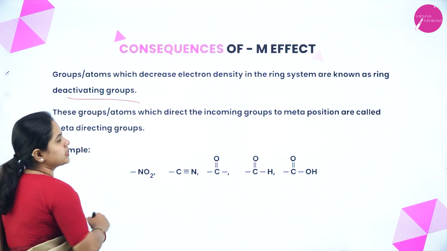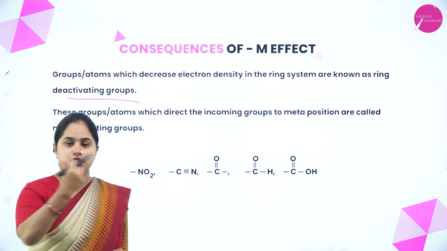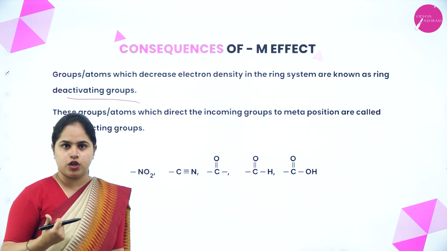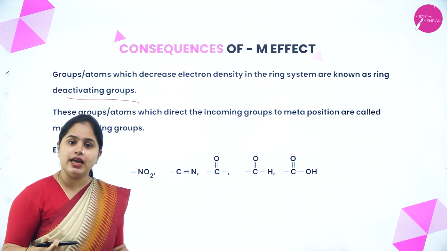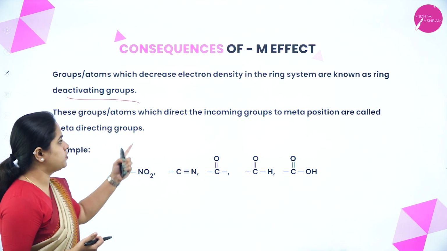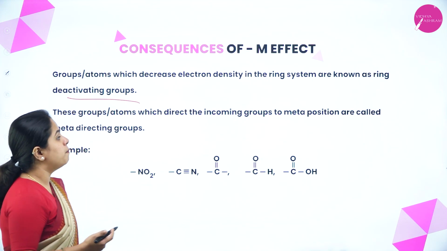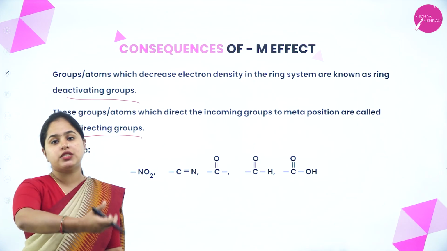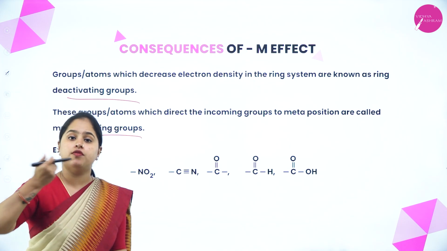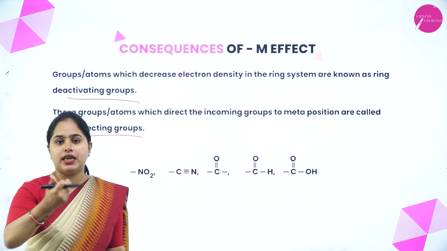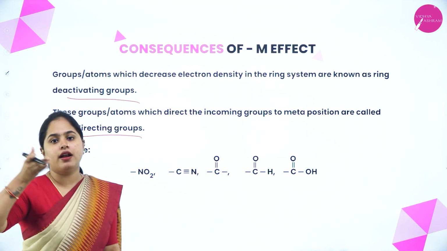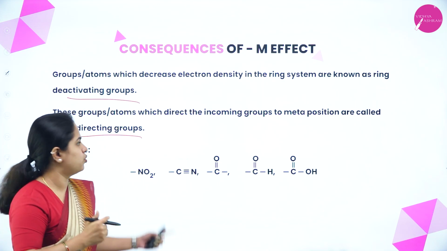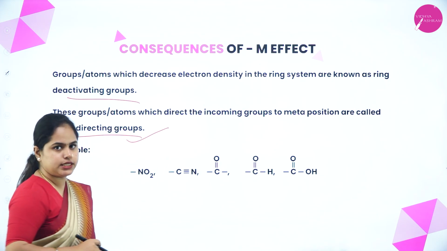known as ring deactivating groups. They are taking up the electrons. They are withdrawing the electrons from the group. So they are called ring deactivating groups. And these groups which direct incoming groups to meta positions are called meta directing groups. So these groups which take up the electrons, that is electron withdrawing groups, what do they do to the incoming reagents? They are directed towards the meta positions. So they are called meta directing groups.